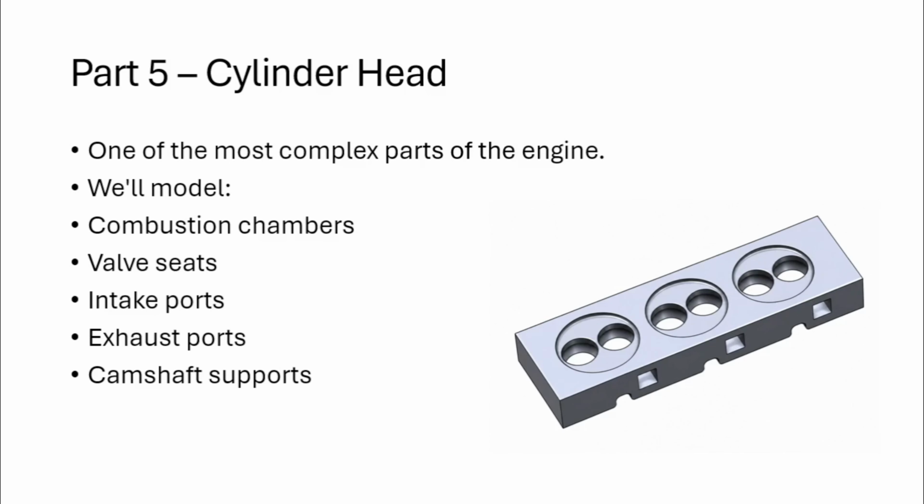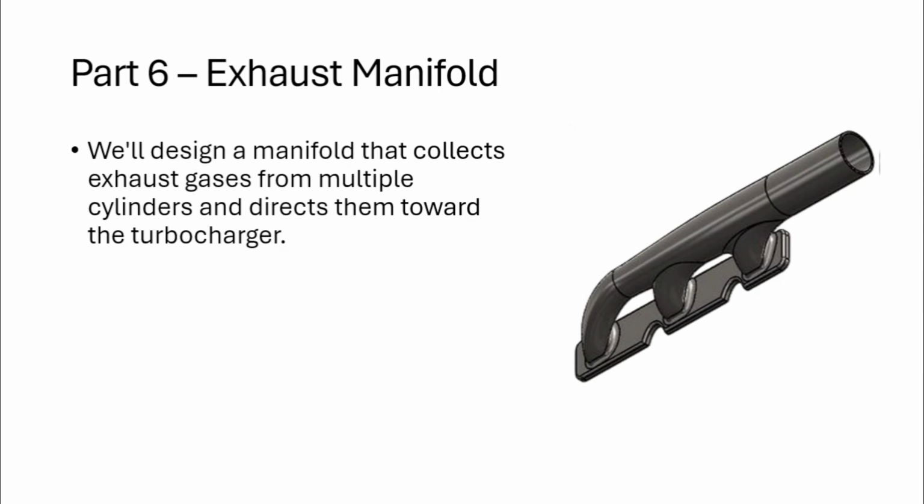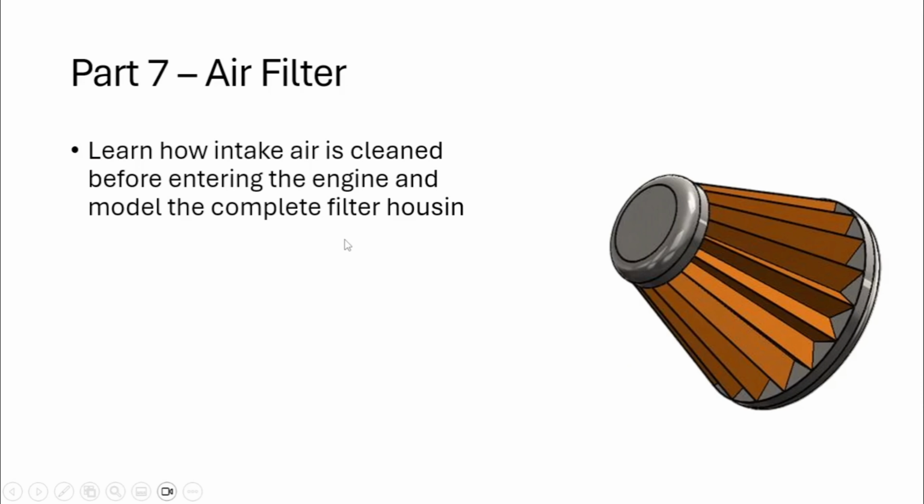Cylinder head, one of the most complex parts of the engine. We shall model combustion chambers, valve seats, intake ports, exhaust ports, and camshaft supports. Part 6 will be our exhaust manifold, where we shall design a manifold that collects the exhaust gases from the multiple cylinders and directs them towards a turbocharger. Next one is the air filter. We shall learn how intake air is cleaned before entering the engine and model the complete filter housing.